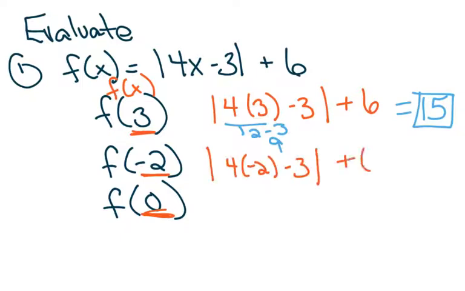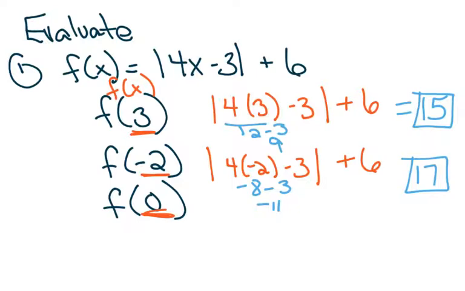Okay? Plugging in our next one, we'd have the absolute value of 4 times negative 2 minus 3, close our absolute value, plus 6. All right, so if we look in here, that would give us negative 8. Negative 8 minus 3 more gives me negative 11. The absolute value of negative 11 is 11, 11 spaces from 0. 11 plus 6 is going to give me 17.